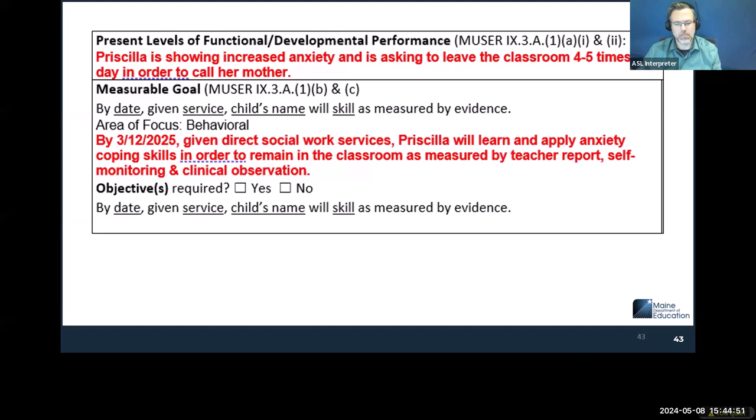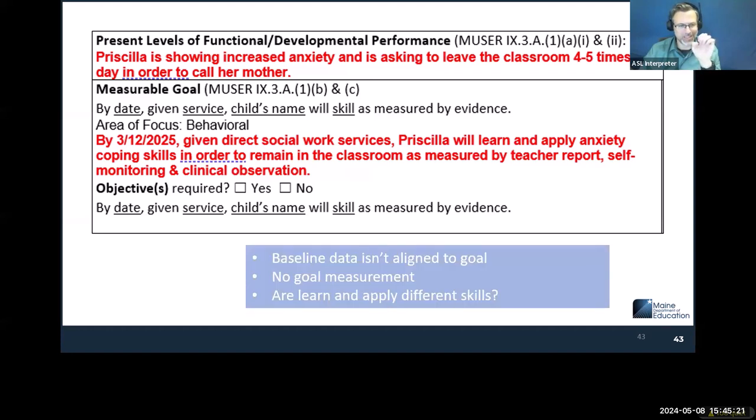Yep. Measurement, right? Both baseline and measurement for the goal. You got that, right? Aha, Susie. There we go.